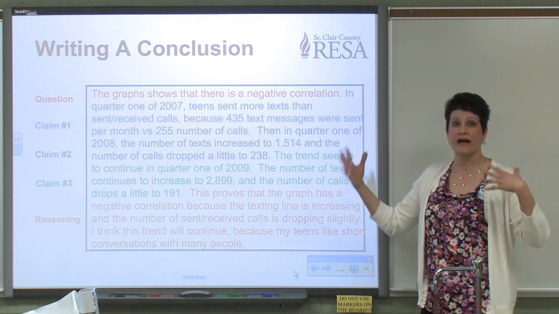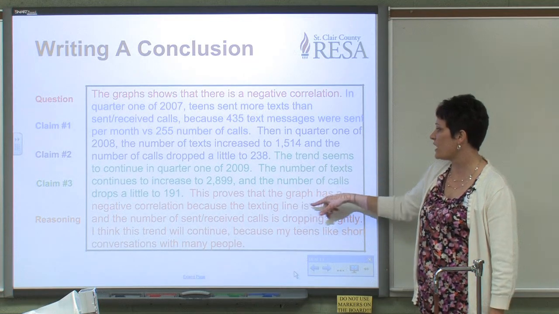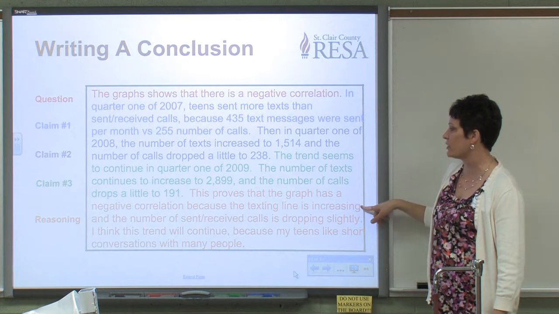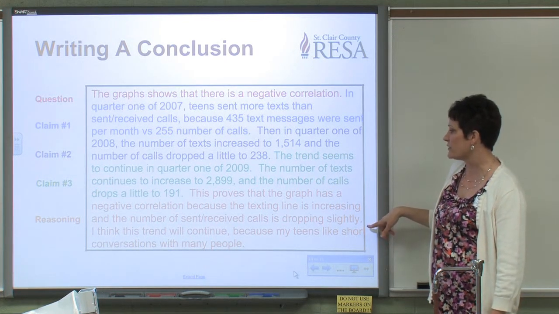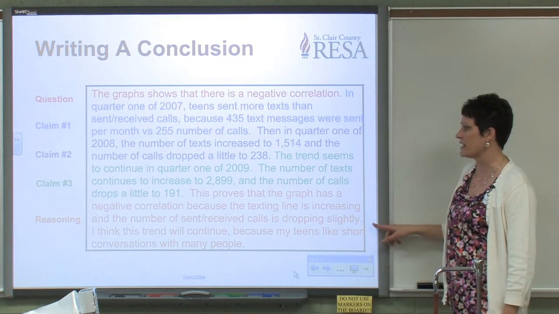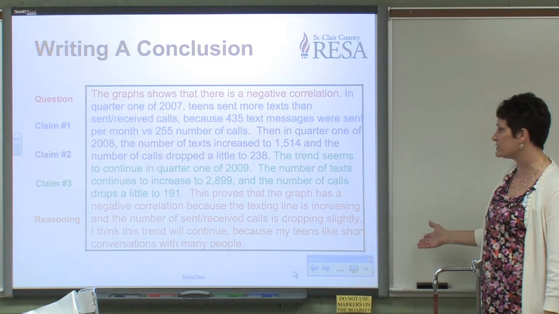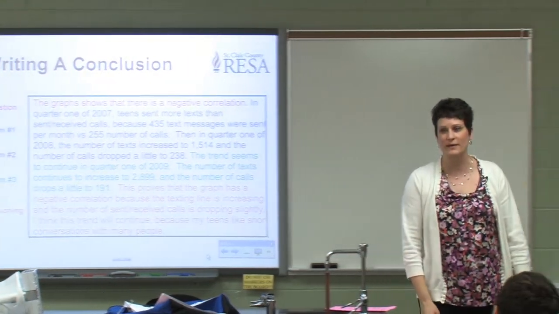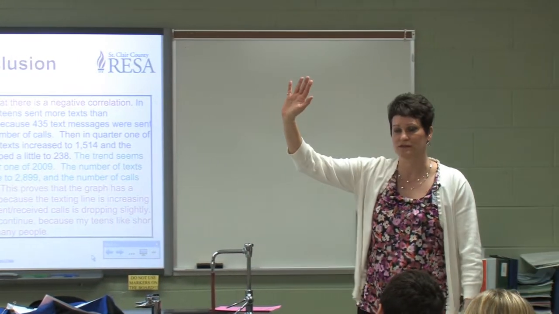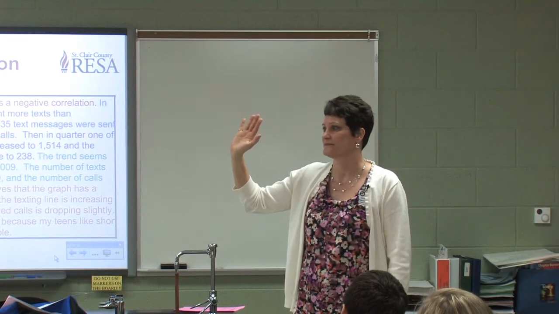So my reasoning. This is why this all makes sense. This proves that the graph has a negative correlation because the texting line is increasing and the number of sent and received calls is dropping slightly. I think this trend will continue because my teens like short conversations with many people. How many of you like just have short conversations?